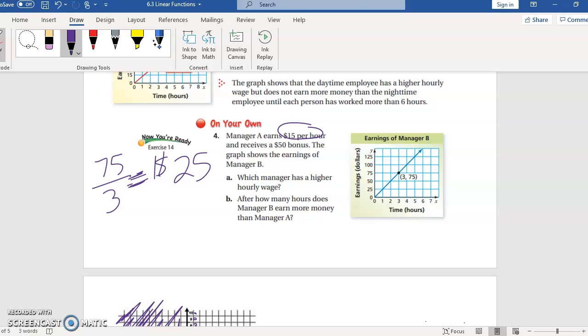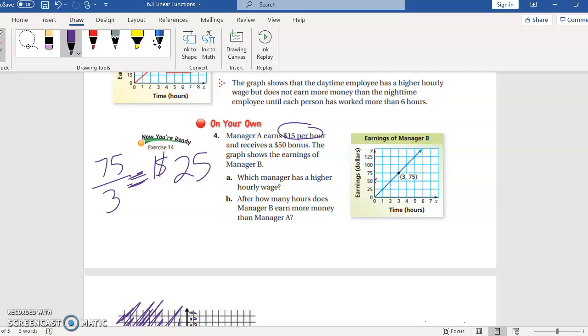After how many hours does Manager B earn more money than Manager A? So there's a couple different ways that we could do this. One way is to graph Manager A. So we could start with the $50 bonus right here, and then we could go up 15 each hour. So if I'm at 50, then it'd be 65 and so on, and you can connect the points, and then wherever it intercepts, that's where it is. Or you could set them equal to each other.